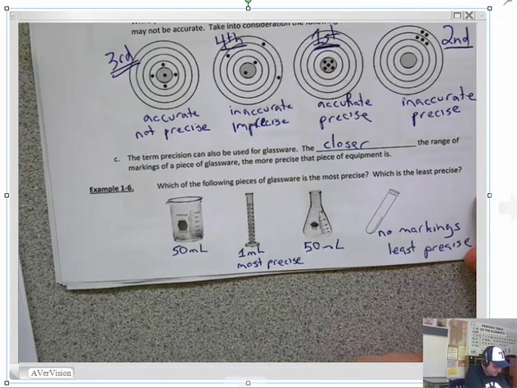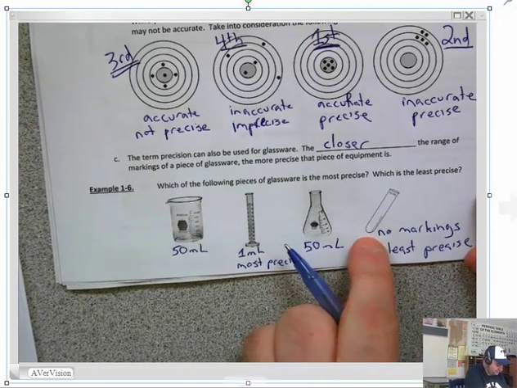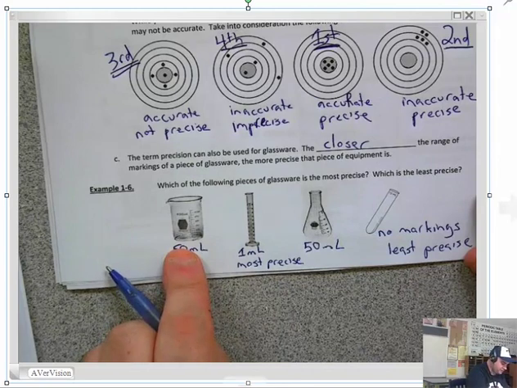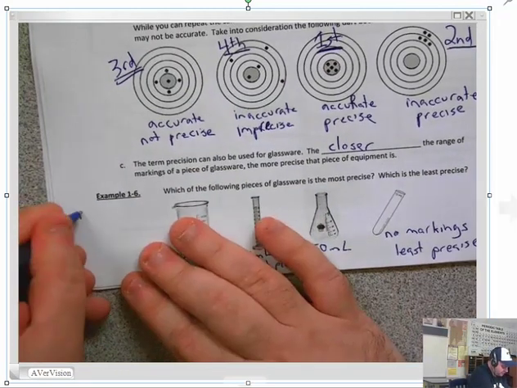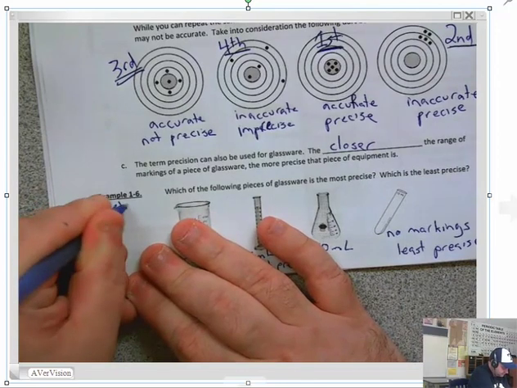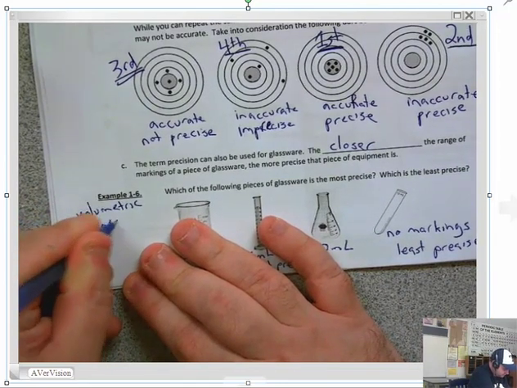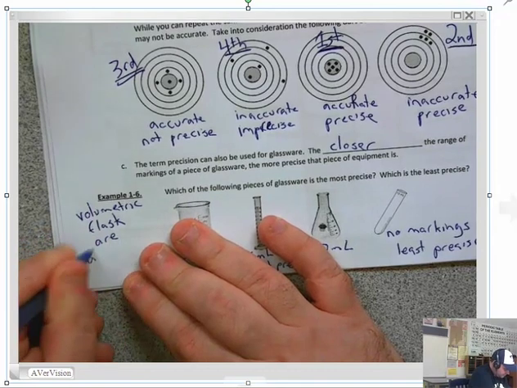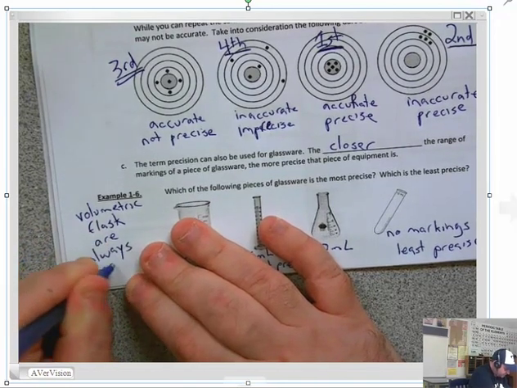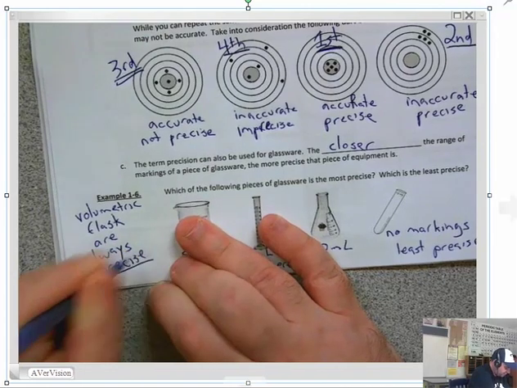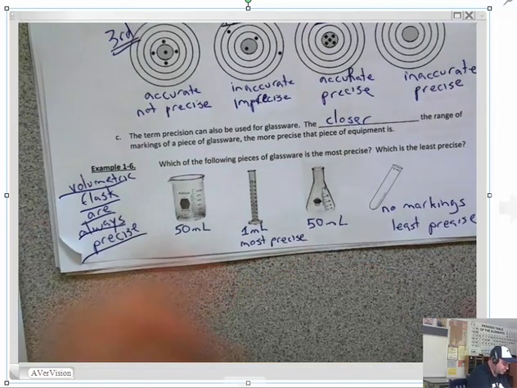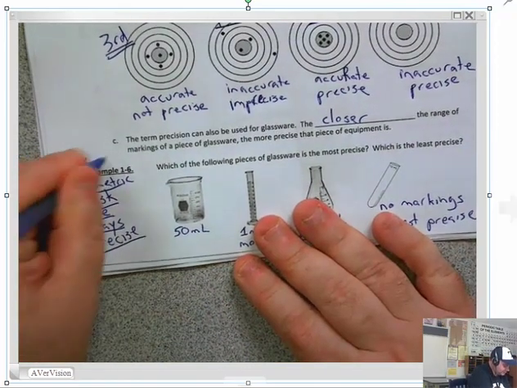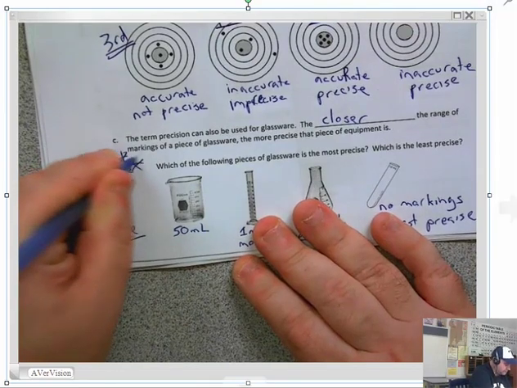Nobody uses test tubes, Erlenmeyer flasks, or beakers to measure. We always use graduated cylinders, graduated pipettes, burettes, or volumetric flasks. Watch out for the volumetric flask. Volumetric flasks are always precise. Even though it has one line, it's like 25.00, that line. So watch out for those volumetric flasks. That's where I'm going to try to trick you. Volumetric flasks are very, very precise.